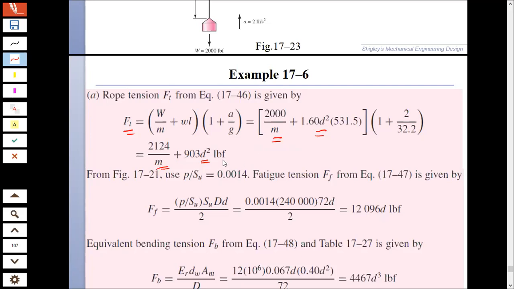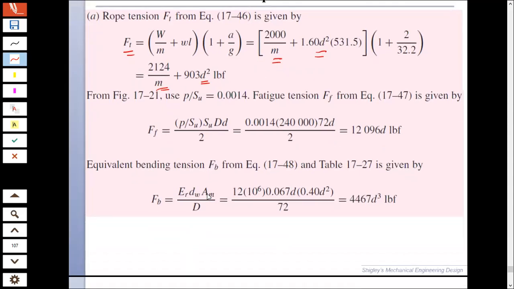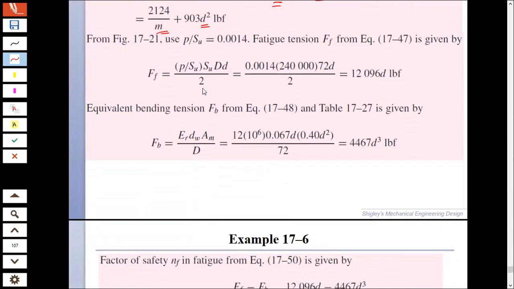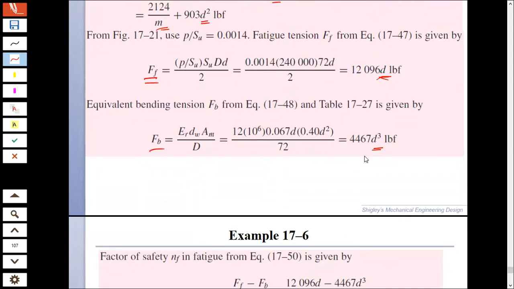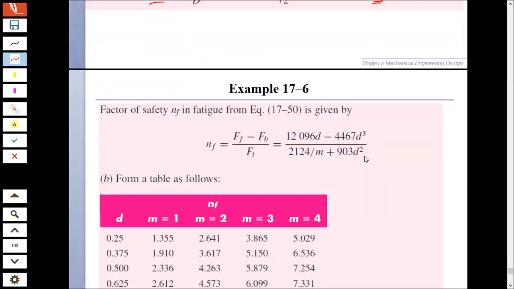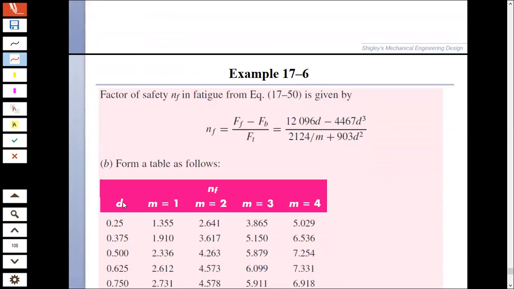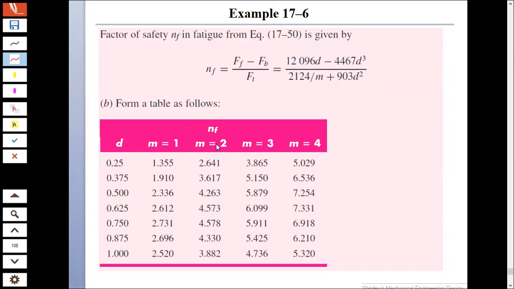It is asking you to look at it for different wire diameters, so you will see that. Otherwise, FF will be in terms of D, and FB will be in terms of D squared. So go ahead and look at the factors of safety and then use different diameters. This table shows the factor of safety for the number of ropes: if you use 1 rope, 2 ropes or 3 ropes, these are the results you are going to get. Did you understand?